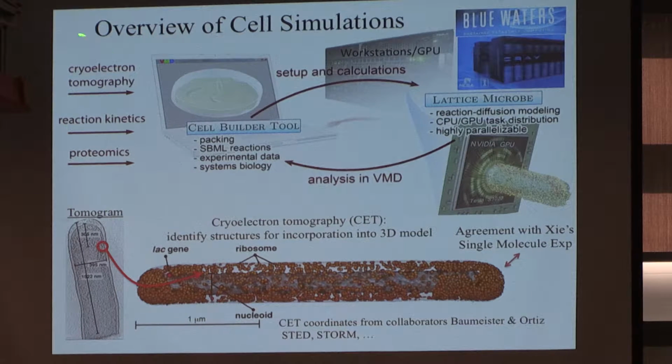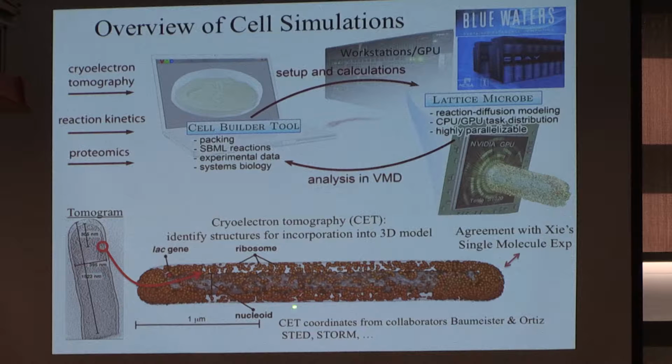So an overview, we have to bring in as much experimental information as we can. We build up our cell. We send it over to NCSA's Blue Waters or a workstation with lots of GPUs. We run our simulations using our software, have it come back and analyze it with our VMD software. This is all software that we give out through our NIH center up at Beckman.